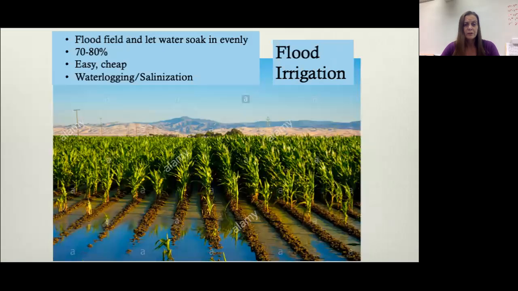Very similar to furrow irrigation is flood irrigation. With flood irrigation, rather than digging individual furrows, you tend to have a berm around a field. You flood it with water and let that water soak in evenly. This is more efficient, between 70 and 80% efficient. It's cheap, but again, it can lead to waterlogging and salinization.